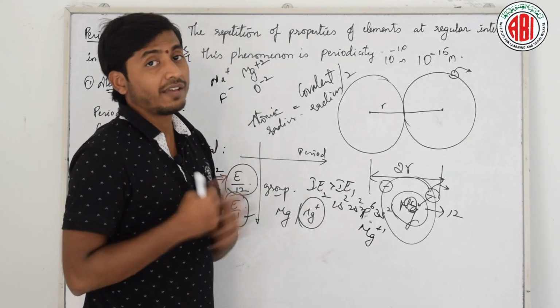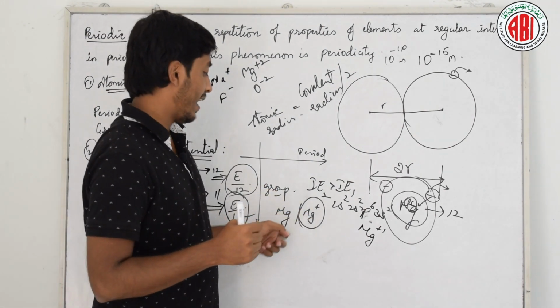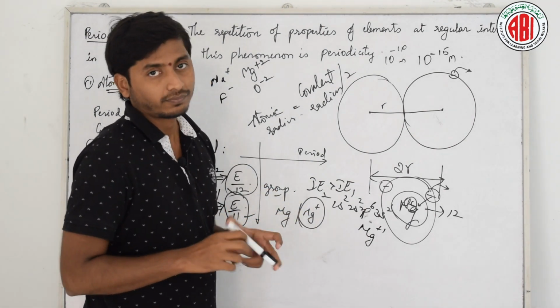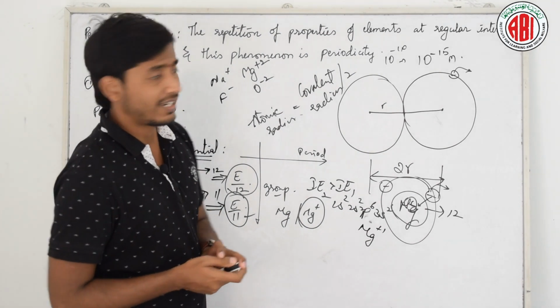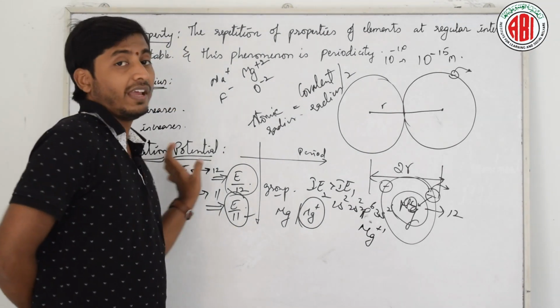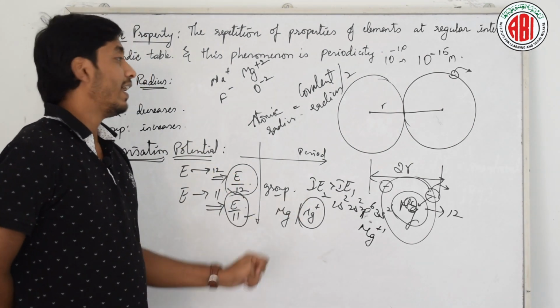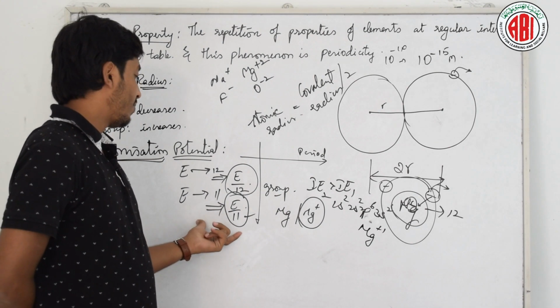Why? Because the effective nuclear charge is more in a positive ion than a neutral atom. Clear? Did you understand? Once again let me tell. Ionization potential is the minimum amount of energy required to remove an electron from the outermost orbital. Right? And what is the second ionization potential?